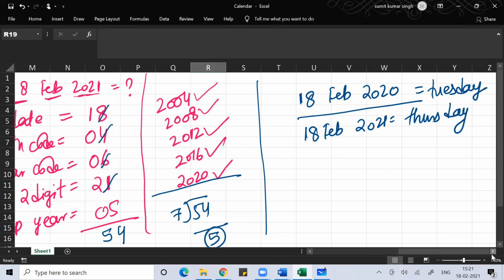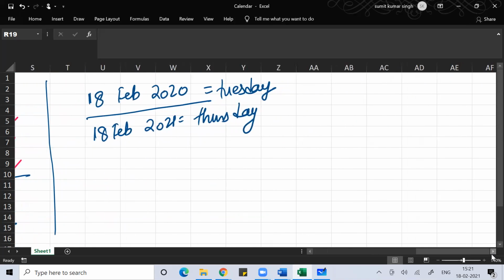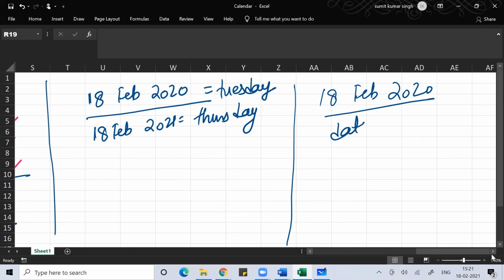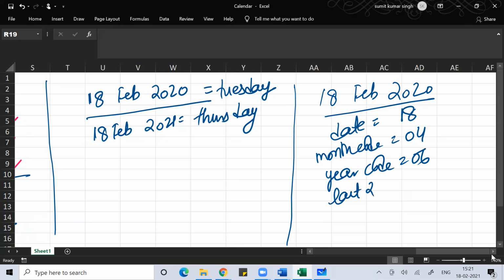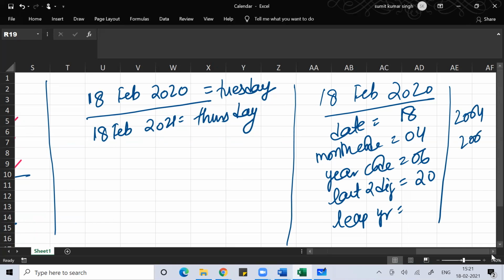If you want to confirm this, if I give you the date 18 February 2020, here you will take the date, 18. The month code is 04. The year code is 06. The last two digits of the year are 20. And how many leap years came? You need to be very clear on the leap year part. The leap years were 2004, 2008, 2012, 2016.